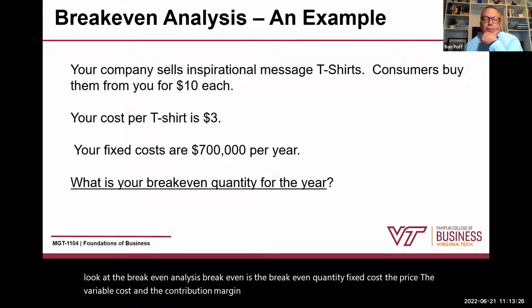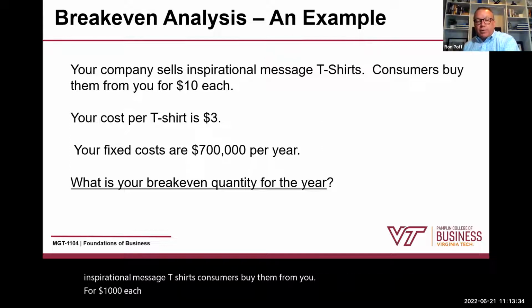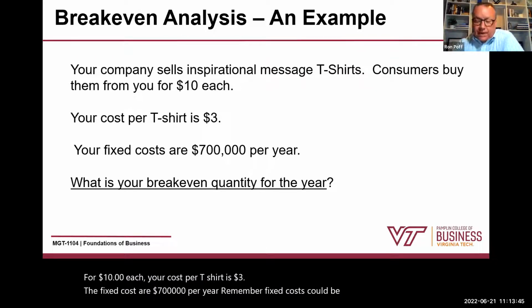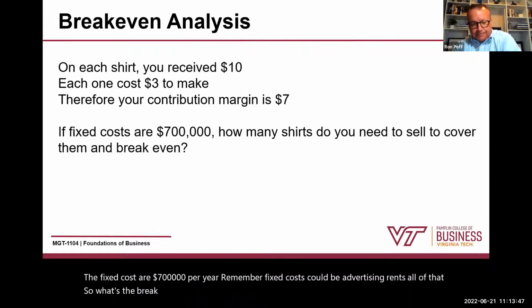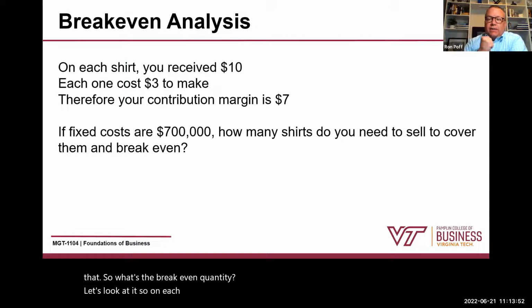And so here's an example. Your company sells inspirational message t-shirts. Consumers buy them from you for $10 each. Your cost per t-shirt is $3. Now, the fixed costs are $700,000 per year. Remember, fixed costs could be advertising, rent, all of that. So what's the break-even quantity? Well, let's look at it. So on each shirt, we receive $10, right? Consumers pay. Each one costs us $3 to make.